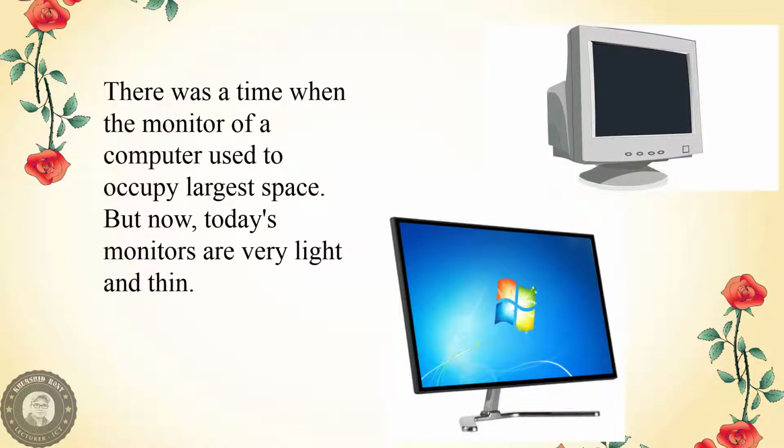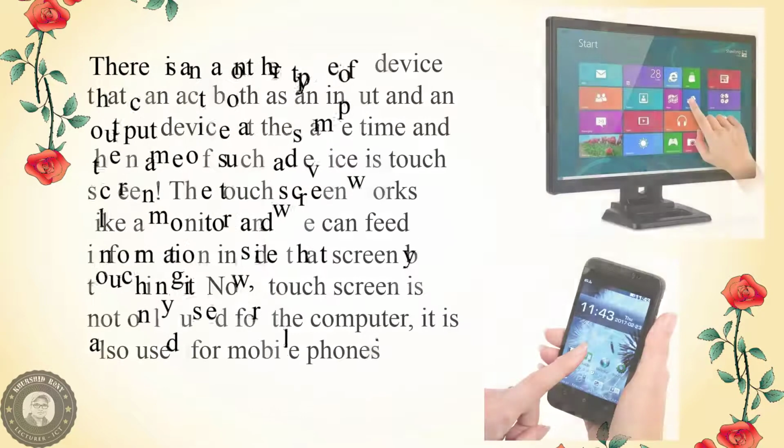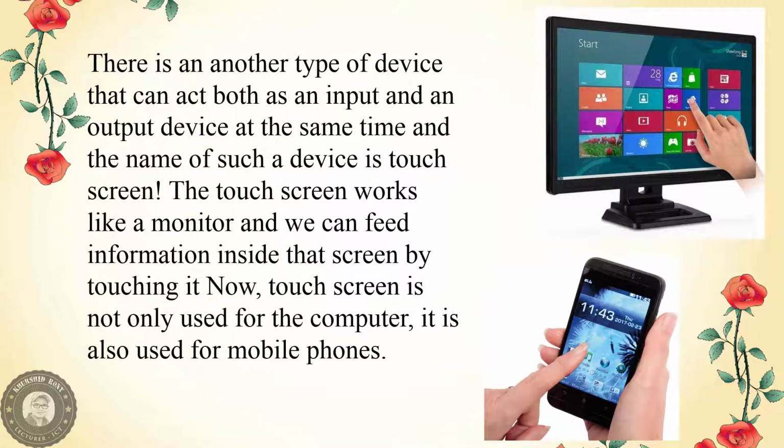There was a time when the monitor of a computer used to occupy largest space, but now today's monitors are very light and thin. There is another type of device that can act both as an input and an output device at the same time, and the name of such a device is touch screen. The touch screen works like a monitor, and we can feed information inside that screen by touching it. Now touch screen is not only used for the computer, it is also used for mobile phones.